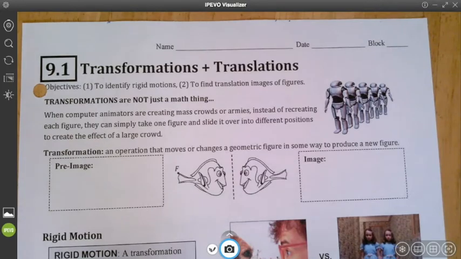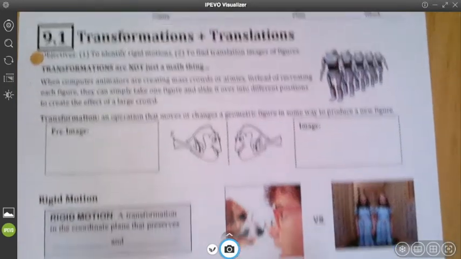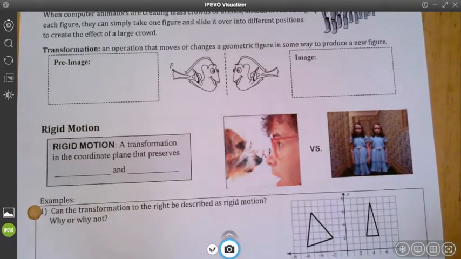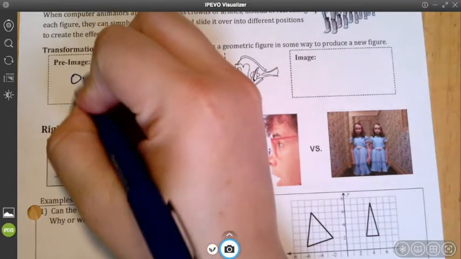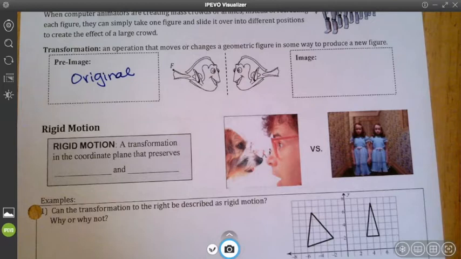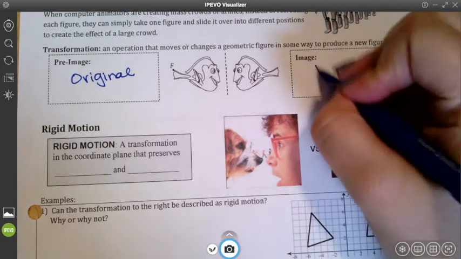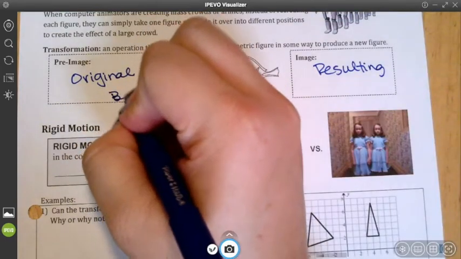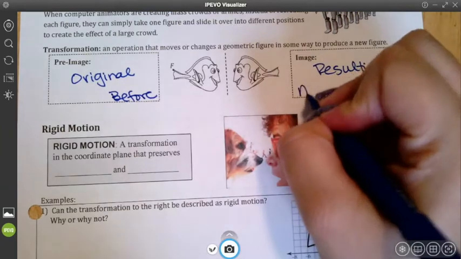A couple of terms that we need to know in order to continue with talking about transformations are the image from before, the original image, and that's called the pre-image, the original. And then the image from after, and that's called the image. So the result is the image. Another way to think of this is before and after.